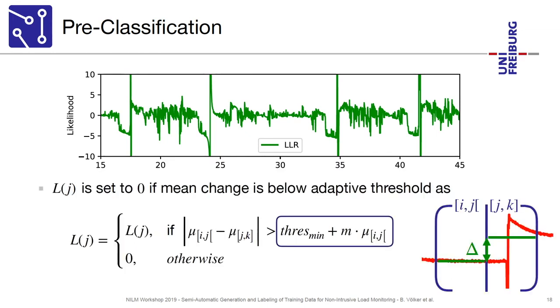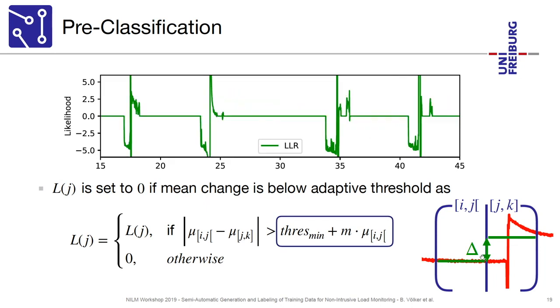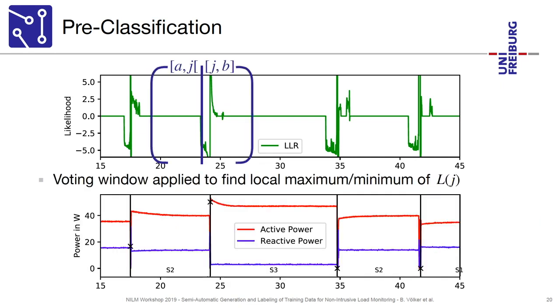And we thought, why not denoise the signal a little bit? So we force it to 0 if the state change from the pre-event to the post-event is below a certain threshold. And the threshold is not fixed; it's linearly increasing with the mean value of the pre-event window. Then we get this clean signal here. To ultimately get the time when a state change occurred, we use this third window, the voting window, to find the maximum of the absolute value inside this window, which corresponds to the state changes as shown here.